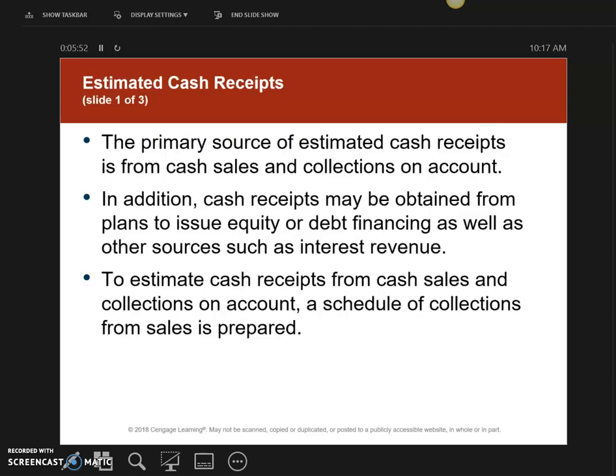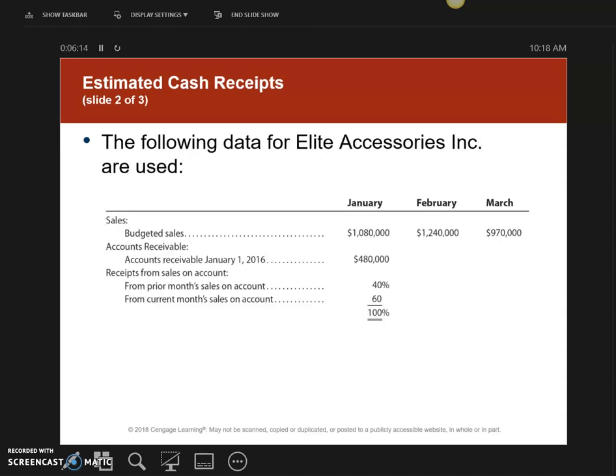We're going to start with our cash receipts. This is probably one of the more difficult ones, is that we get our money from, say, cash sales and collections on account. So most of the time we're going to be looking at money coming in from accounts receivable, and the timing of it is the most important part. So again, we always look at this at a 3-month period. So we're going to be looking at January, February, March.